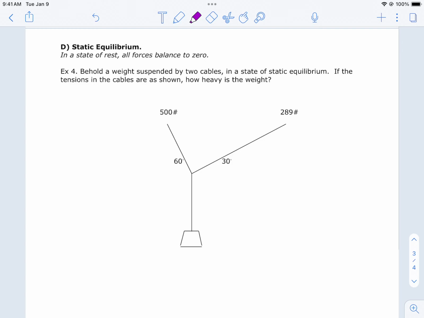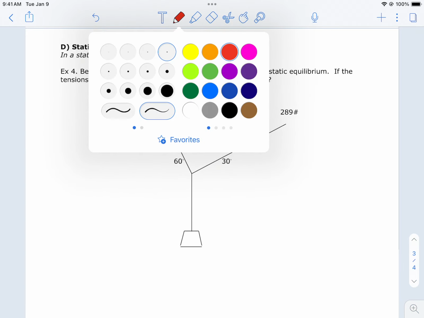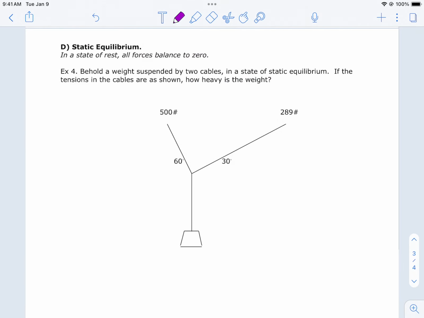Or if you have, in this case, picture there's like a ceiling up here somewhere, and these two cables are attached to the ceiling. There's a cable here, there's a cable here. And right there, there's, I don't know, an eye hook, just a knot, whatever. And you've got this weight hanging down here. Well, if it's not moving, it's in a case of static equilibrium. And if it's in a case of static equilibrium, as it says up here, in a state of rest, which means static equilibrium, all forces balance to zero.